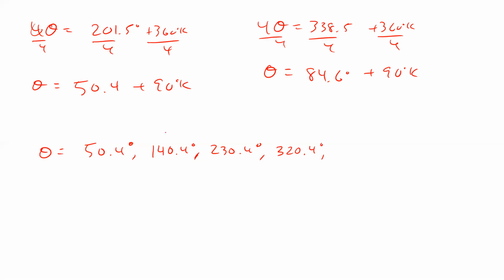Because we need 4 for each one. Because k is equal to 0 when we start off with 84.6 degrees. That's the first one. 174.6. Let's see, add another 90. Will that be 264.6? And how about 354.6? Are we good?